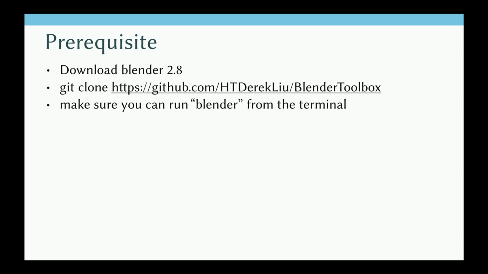So first, I hope you have downloaded Blender 2.8. Just to make it clear, Blender 2.8 is very different from Blender 2.79. It's like a huge revolution for Blender. So you must download Blender 2.8. If not, you won't be able to use the script. And the script is in this GitHub. Also make sure you can run Blender from a terminal, because sometimes you need to set an alias in the terminal so that you can run Blender there, and that's very convenient.